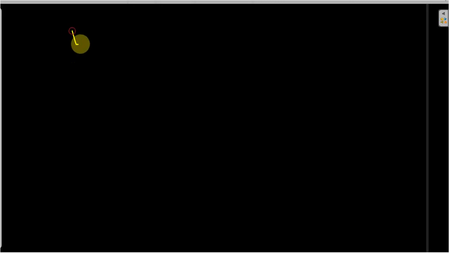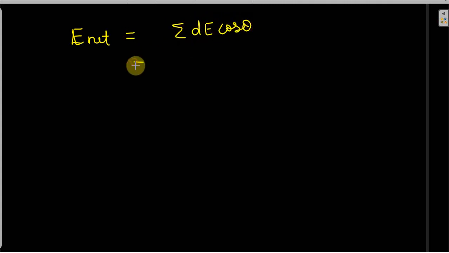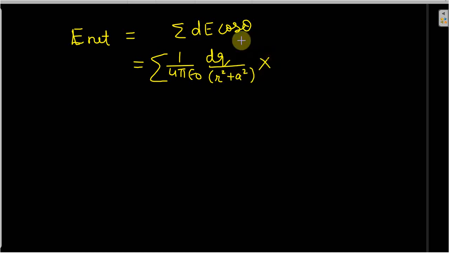So E net is equal to the summation of dE cos theta. And what is your dE? dE is 1 by 4 pi epsilon naught dq charge over r square plus a square. Now we have to substitute the value of cos theta.